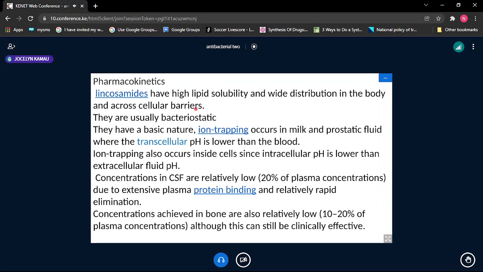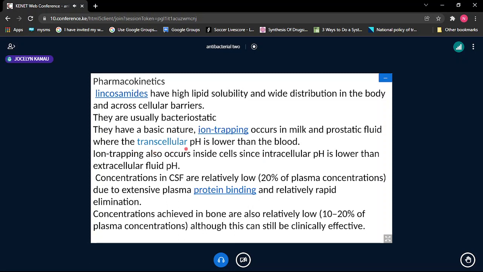So the lincosamides have high lipid solubility and wide distribution into the body and across cellular barriers. Once you have good lipid solubility, they are bacteriostatic. They have a basic nature. Ion trapping occurs in milk and prostatic fluid when the transcellular pH is lower than the blood. We have talked about ion trapping.